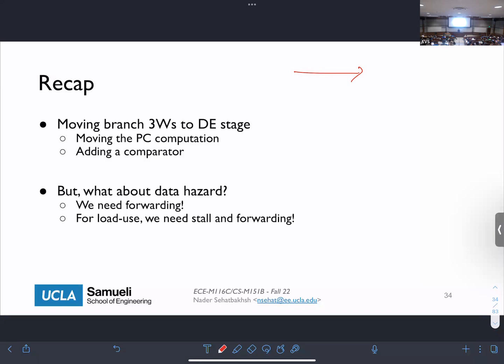But the nice thing about this is that now we are reducing our miss penalty from 3 cycles to 1 cycle. And if we have the load use data hazard, then we have to stall for 1 additional cycle. So we are reducing the miss penalty from 3 cycles back to 2 cycles. Okay?